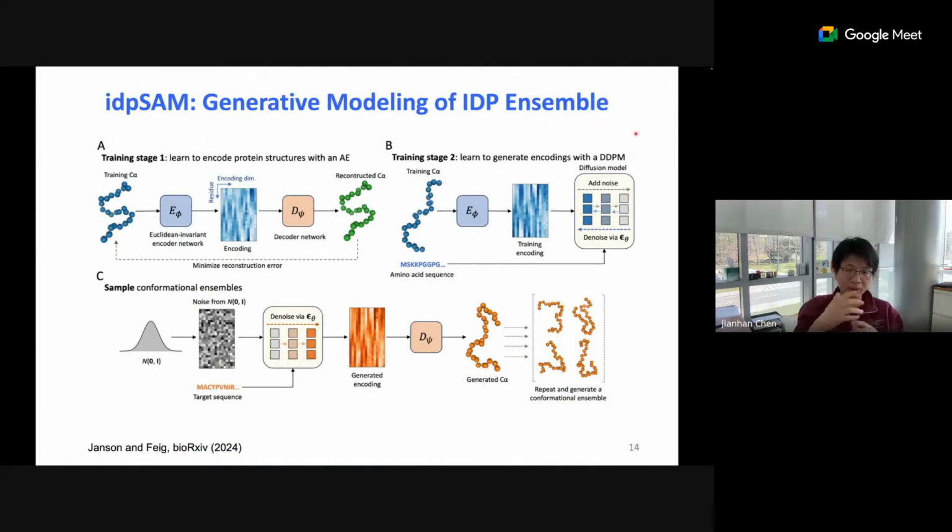Yet another example, which to me is probably the most exciting one, is done by my friend Michael Feig at MSU. He developed a generative model called IDP-SAM, a transferable generative model for generating IDP ensembles without going through simulation. The training data was not generated by a CG model. The early version of this model used a CG model, but that's not as interesting, because the CG model is so efficient that you can just run the original model. You do not need a machine learning model to speed it up further.